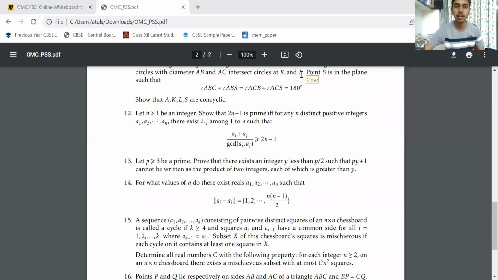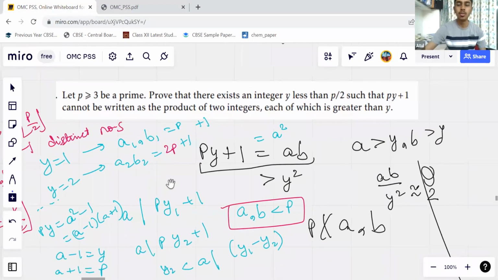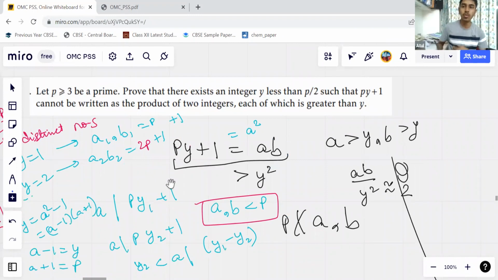Can you do a walkthrough of which problem? The one we just did, problem 13. Okay, so we'll just go over it one more time. So we're assuming the problem is false. So for all values y equals 1 all the way till (p minus 1) over 2, we have that py plus 1 can be written as ab, where both a and b are greater than y.